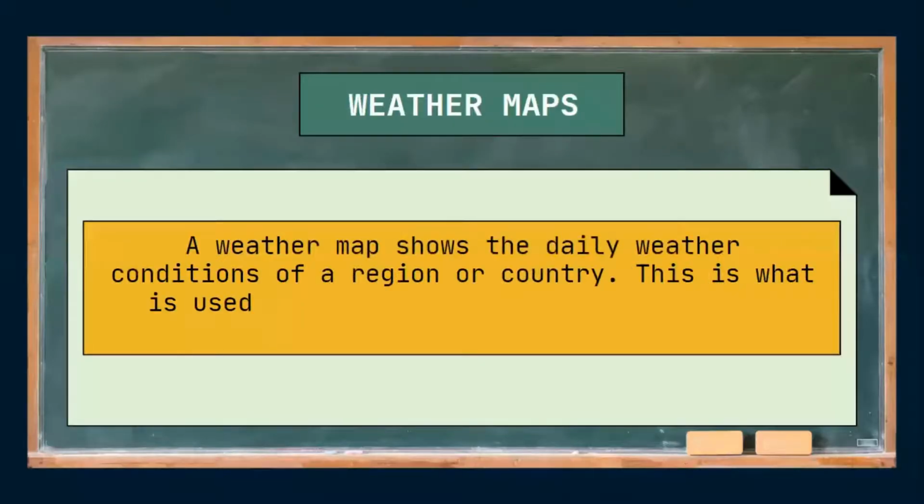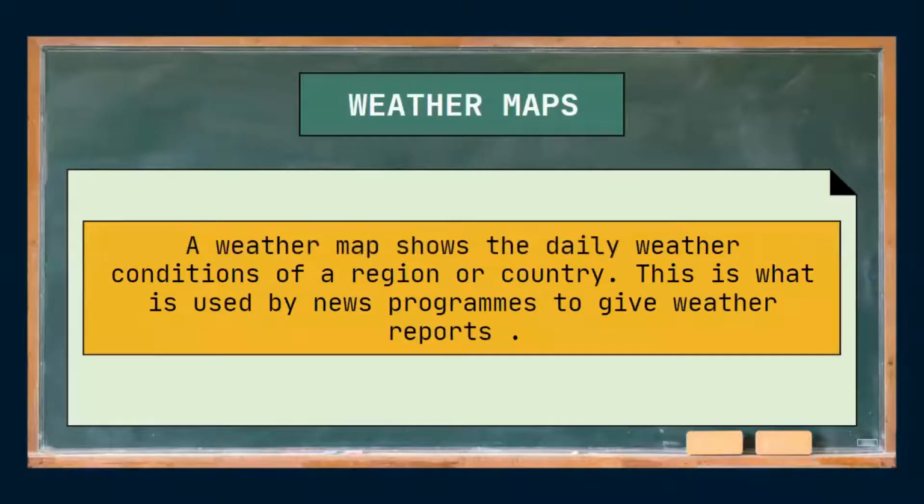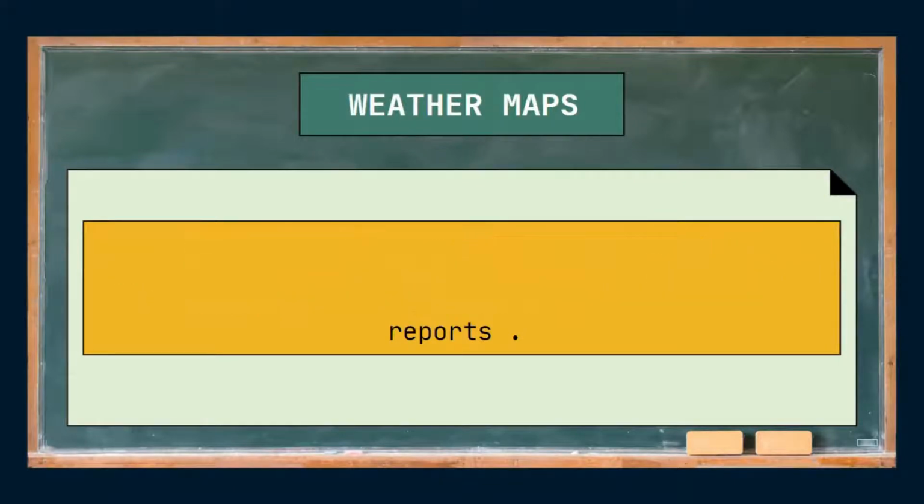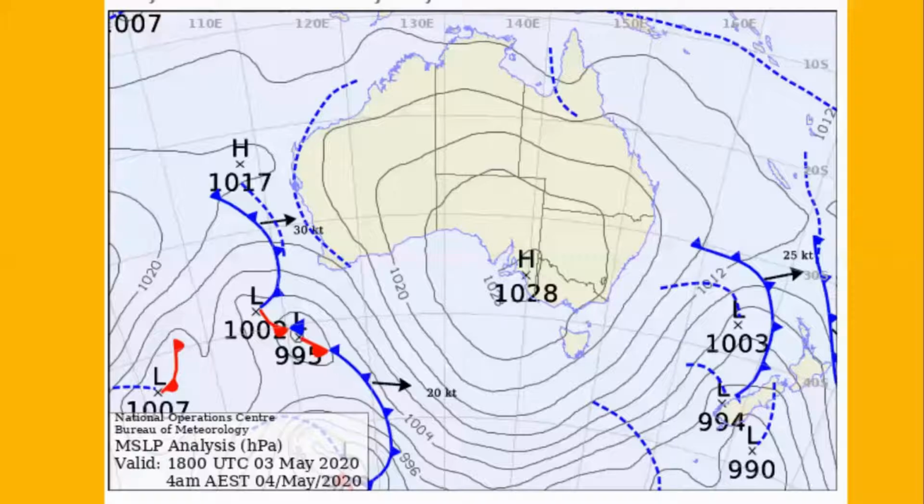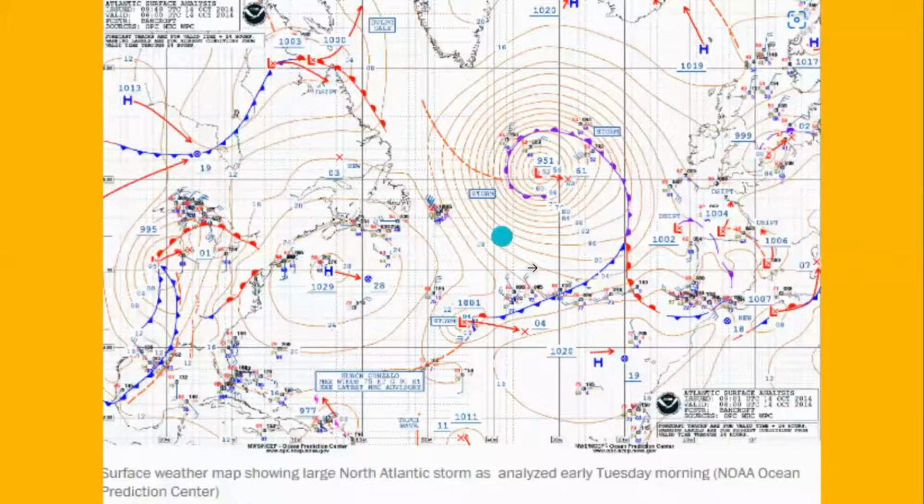A weather map shows the daily weather conditions of a region or country. This is what is used by news programs to give weather reports. So this is what a weather map would look like. There are various symbols, and this is the information that the forecasters use to give us the weather forecast on the news. Here is another image. This is also what it looks like. It looks very confusing, I know, but this is another example.